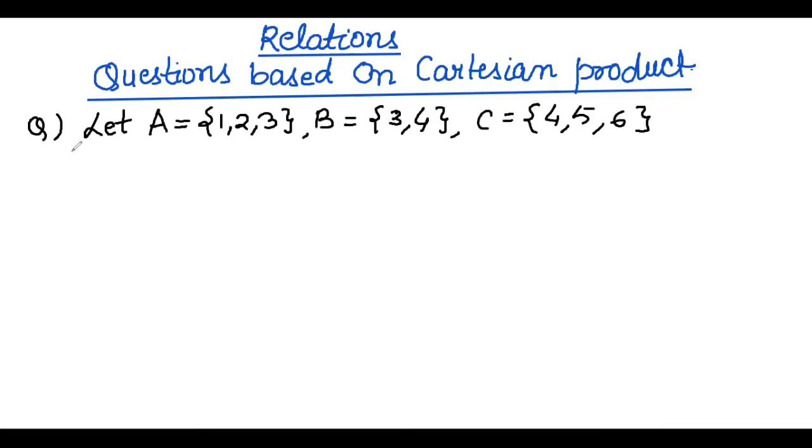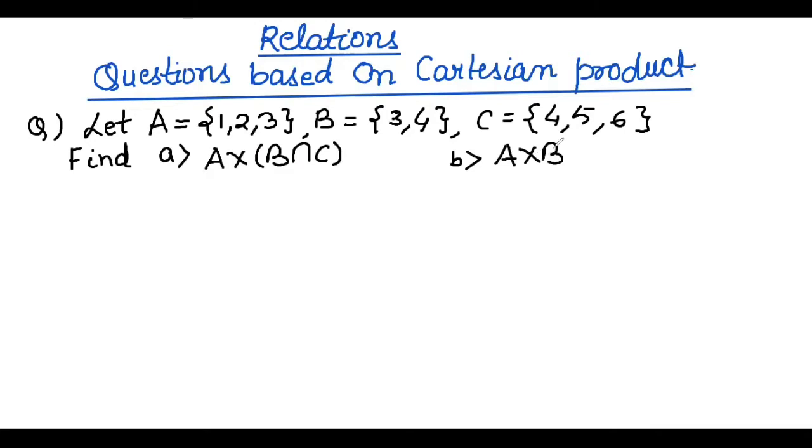Then find (a) A cross (B intersection C). Second, (b) we have to find out A cross B union A cross C. So these are the two questions I'm going to solve.